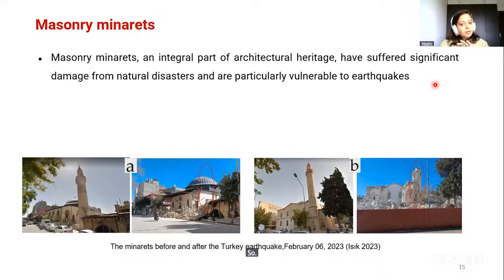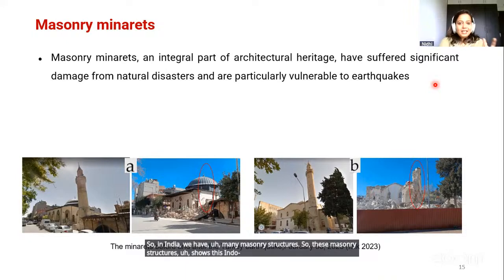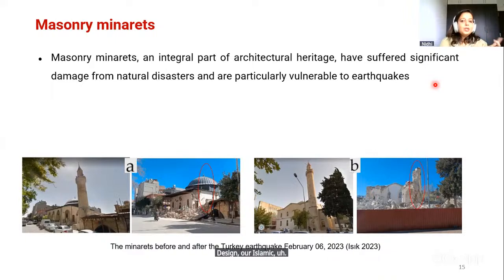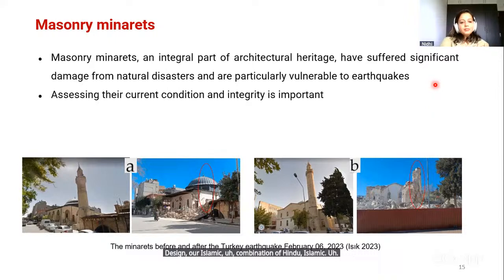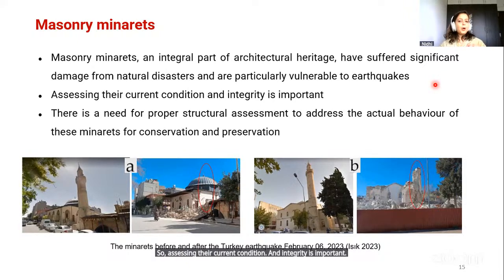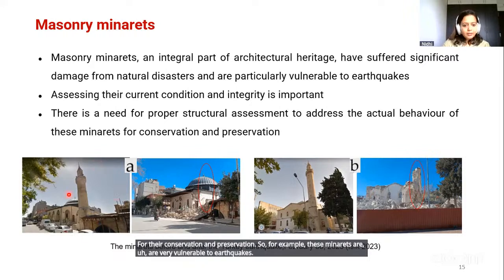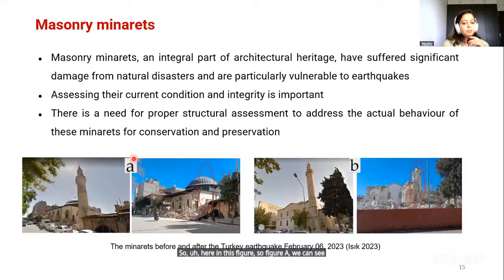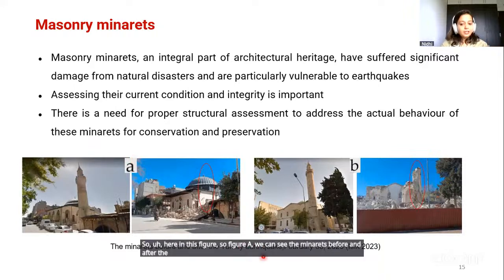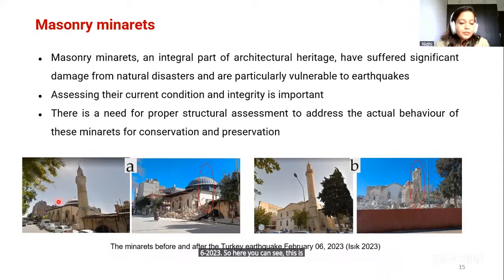In India, we have many masonry structures. These masonry structures show an Indo-Arabic design, or a combination of Hindu-Islamic traditions. Assessing their current condition and integrity is important, and there is a need for proper assessment to address the actual behavior of these minarets for their conservation and preservation. For example, these minarets are very vulnerable to earthquakes. In figure A, we can see the minarets before and after the Turkey earthquake of February 6, 2023. Here you can see the mosque part, and a dome shape.